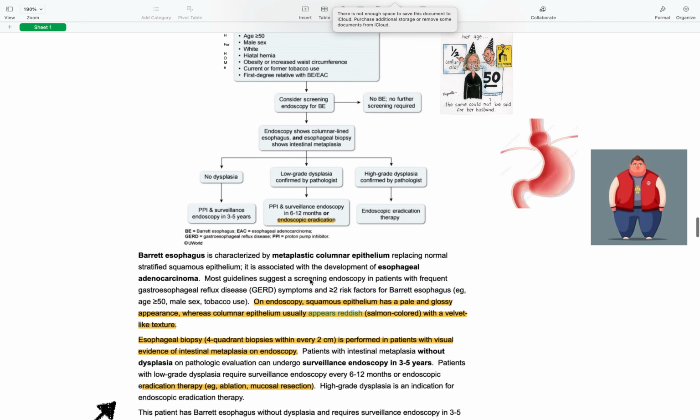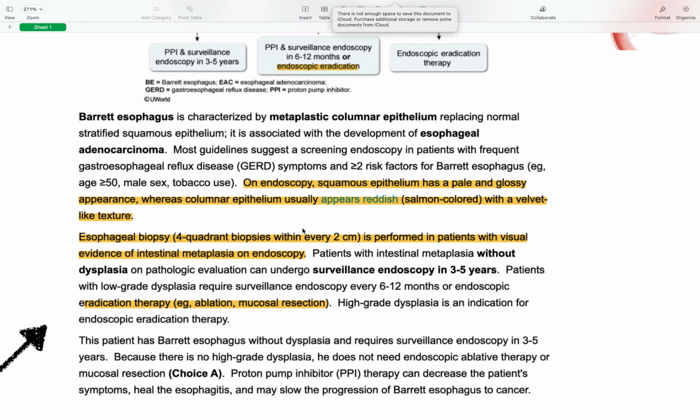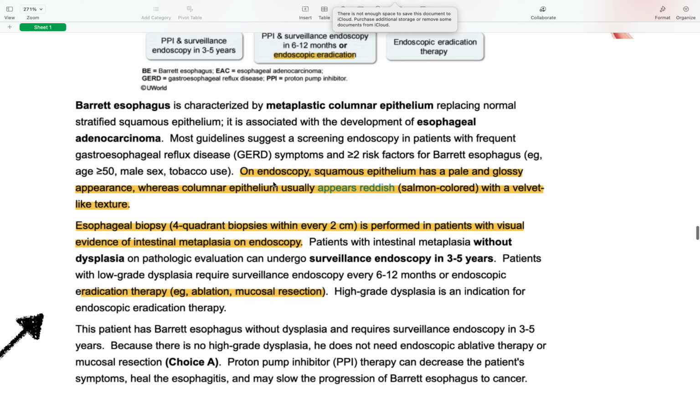Now, what is Barrett's esophagus? Barrett's esophagus is basically characterized by metaplastic columnar epithelium replacing the normal stratified squamous epithelium, and Barrett's esophagus may progress to esophageal adenocarcinoma. Okay, so on endoscopy, how does this appear? The columnar epithelium appears reddish versus the squamous epithelium looks pale and glossy. Okay, so the salmon colored with a velvet-like texture goes more with metaplasia. Sometimes it is the columnar epithelium with goblet cells. Okay, so that's how the classic presentation would be.